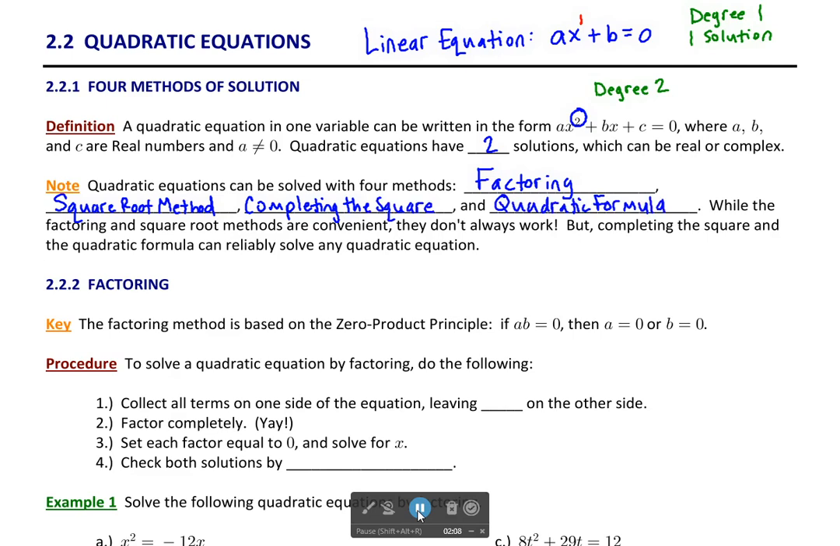Remember, to solve a linear equation, all we had to do was isolate x. That was one procedure that universally applied to linear equations. Quadratic equations have a lot of different nuances, and we've got 4 different ways that we can solve the same equation. While the factoring and square root methods are convenient, they don't always work. But completing the square and the quadratic formula can reliably solve any quadratic equation. So we're going to learn how to solve quadratic equations using all 4 methods.